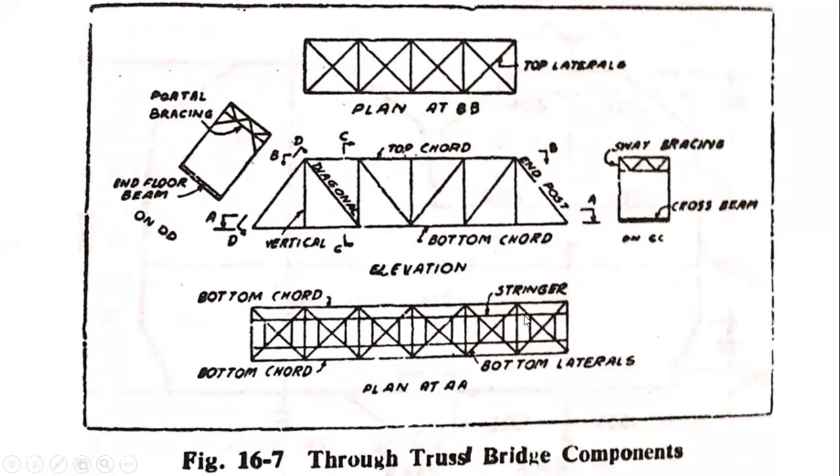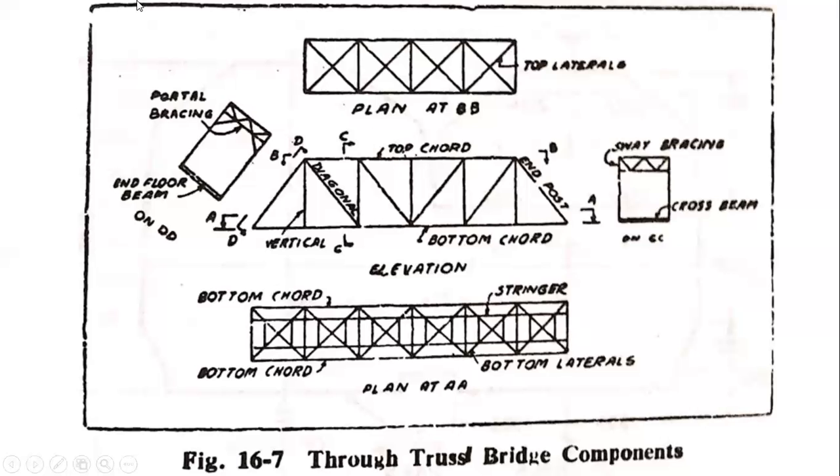Now suppose I see the plan at AA. So this is my section AA here. Okay, I see the plan here. So in this plan you see that this is my bottom chord member, one bottom chord here. Okay, this is my floor beam here. Then these are my stringers here. Okay, this is my cross bracing. So this cross bracing is also provided at the bottom chord level. Okay, so this is my cross bracing.